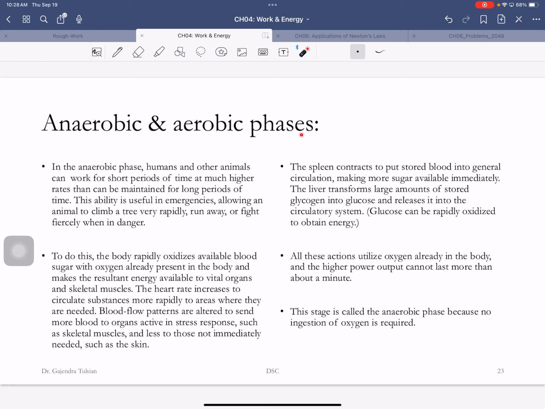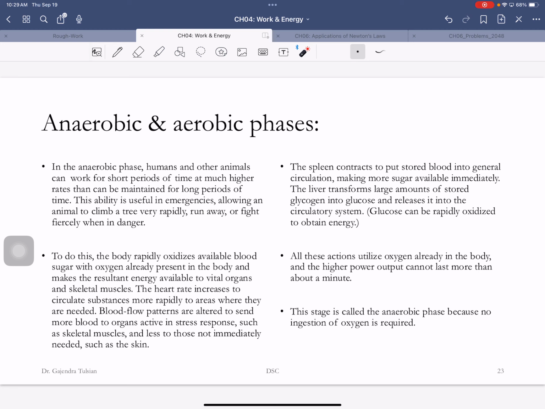Anaerobic and aerobic phases. The anaerobic phase happens when, let's say, you're in distress, you want to run away from a lion chasing you or whatever. And the aerobic phase is when you're cycling or going for a run and stuff like that. In the anaerobic phase, humans and other animals can work for short periods of time at much higher rates than can be maintained. This ability is useful in emergencies.